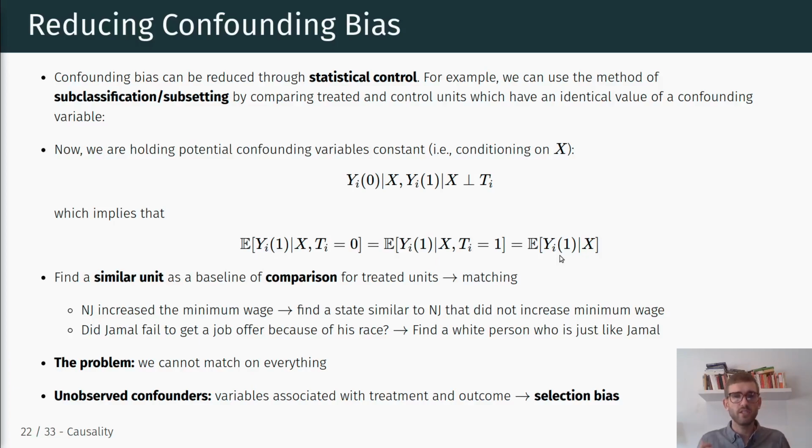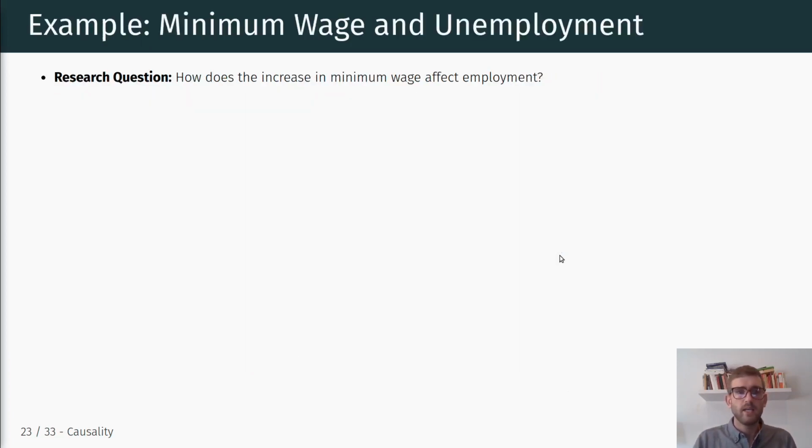And so the question here becomes, how can we find the best possible comparison group that gets us closest to this idea of a balanced treatment and control group, okay? And I'm going to look at this example of minimum wage and unemployment in a little bit more detail here. And just to reiterate, the research question here is, how does an increase in the minimum wage affect unemployment?